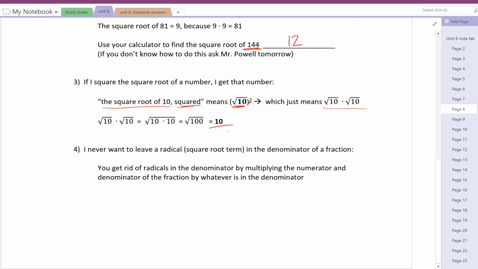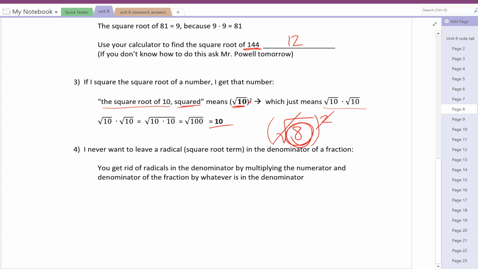So again, the idea is, if I have the square root of 8, and then I square it, the radical and the exponent just cancel each other out, leaving me with just the number. Okay. Last thing for review today.